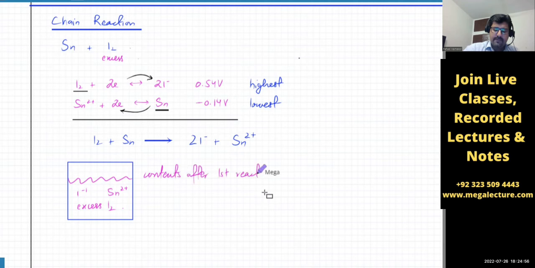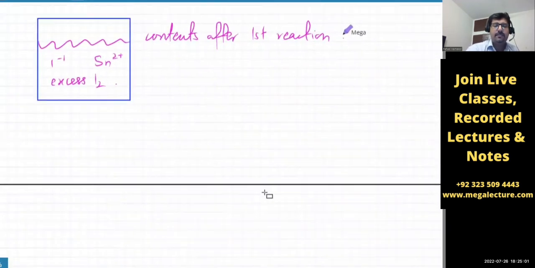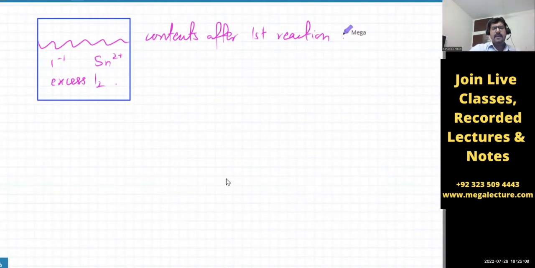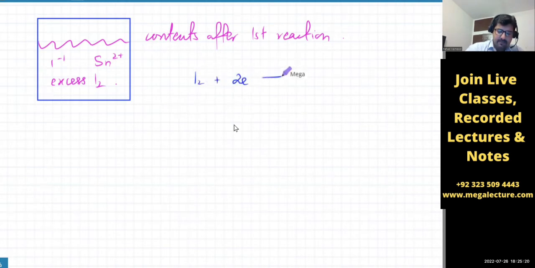So what we are going to try and figure out is, will we be having a second reaction? Forget the previous reaction. This is our starting point. This is the content of the beaker after the first reaction. So it's got iodine and I minus 1 both. So I'm going to write down those same reactions. I've got iodine plus 2 electrons in equilibrium with 2I minus, and this one is 0.54 volts, right?